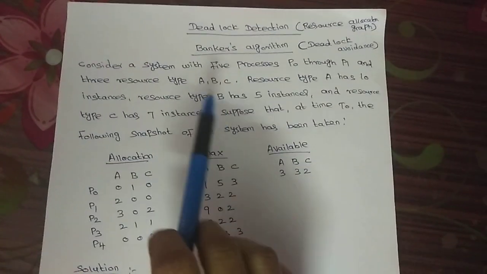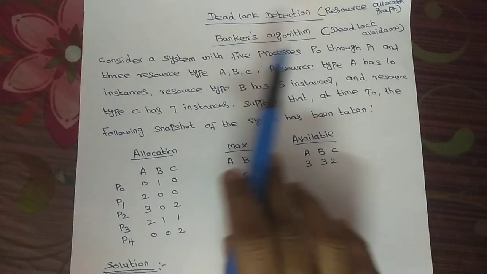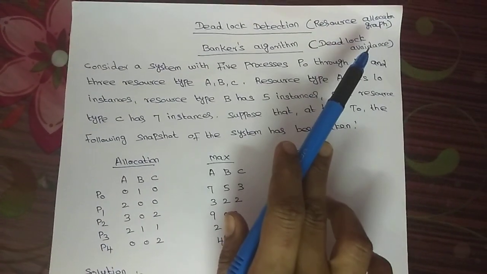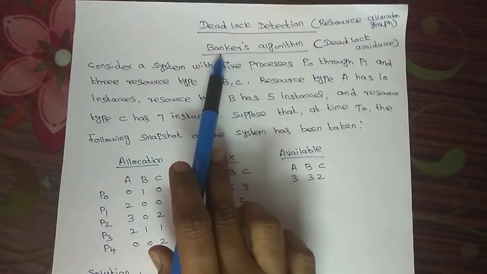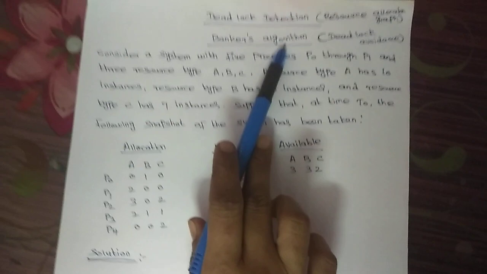In this video, we are going to see about the deadlock avoidance algorithm. Moreover, deadlock detection has to be done by means of a resource allocation graph, and deadlock avoidance has to be done by means of Banker's algorithm.